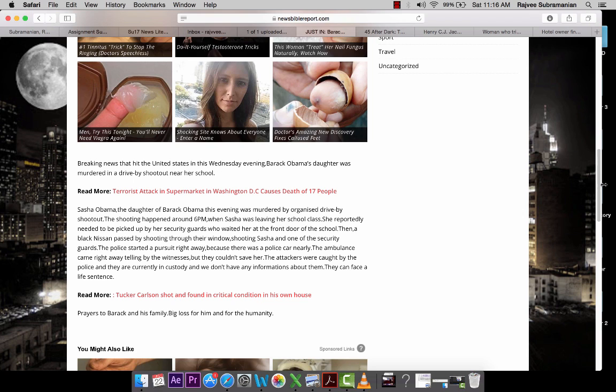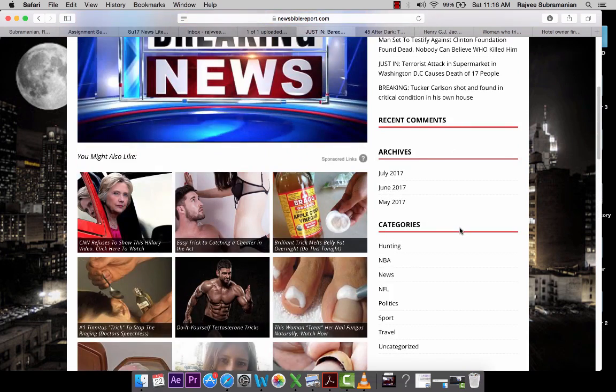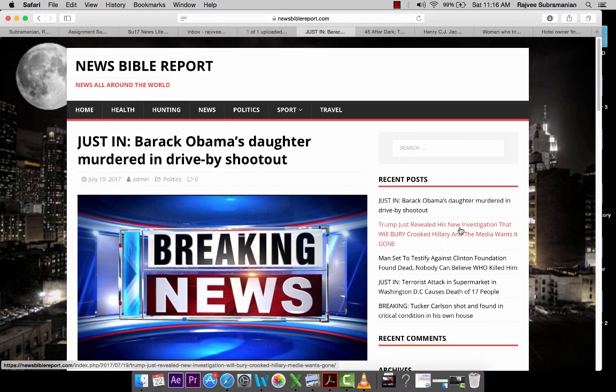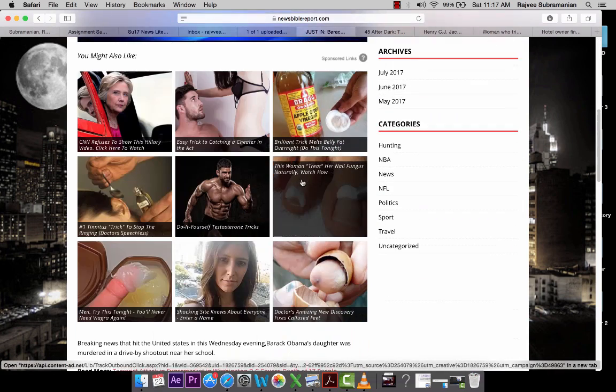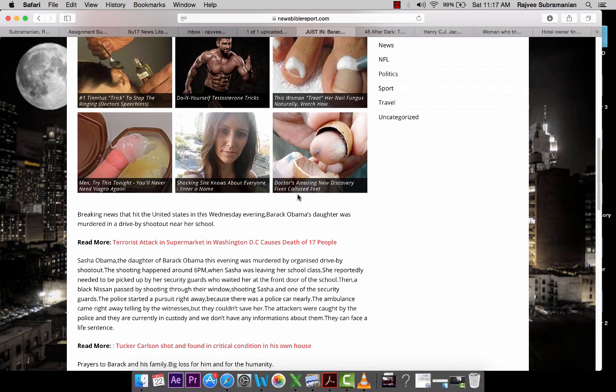Independence: whether the organization is independent or whether the author is reliable or not. I don't see anything. News Bible report, news all around the world, I've never heard of this site before. So that is a red flag. And it's by admin. Like, what, an administration writes this news? So definitely this is again a red flag. There is no reporter taking accountability for this. So I think this is also something I wouldn't trust.